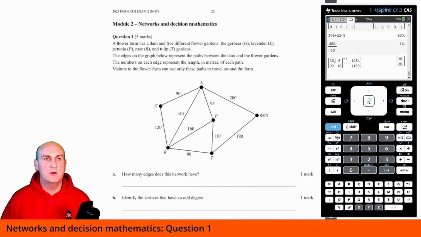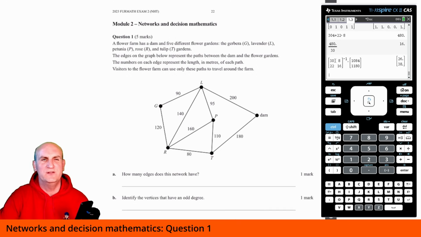Module 2, here we go. Question 1. A flower farm has a dam and 5 different flower gardens: the gerbera, lavender, petunia, rose, and tulip gardens. The edges on the graph represent the paths between the dam and the flower gardens. The number on each edge represents the length in meters of each path. Visitors to the flower farm can use only one of these paths to travel around the farm.